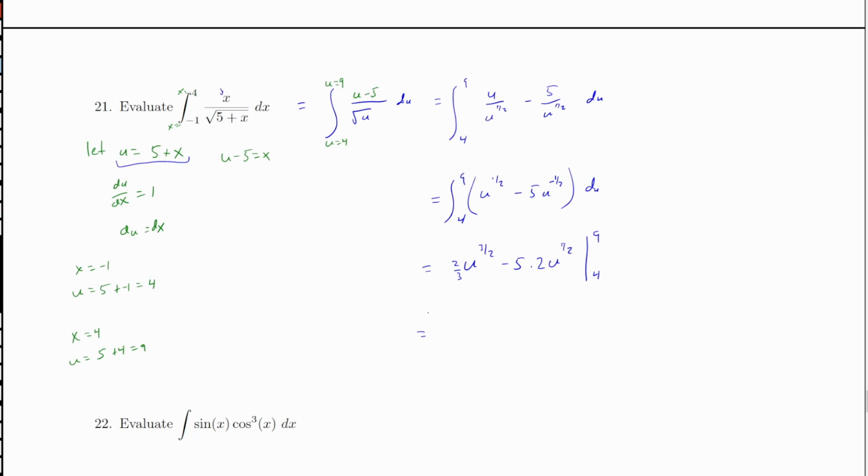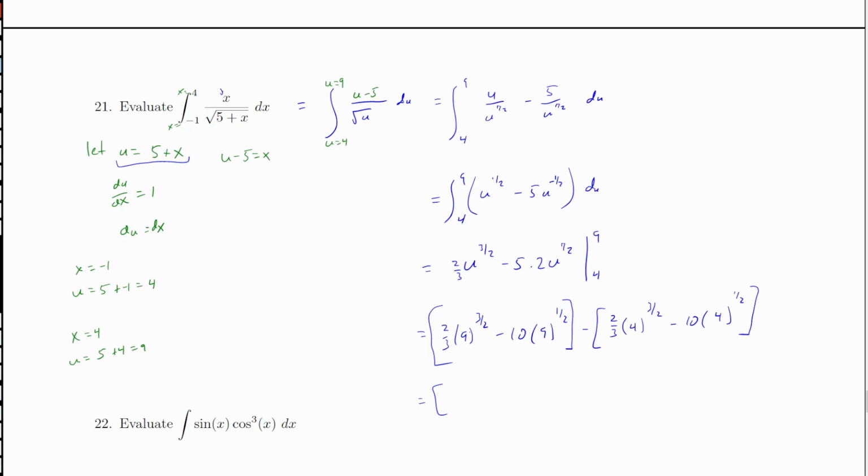Okay. And these are u values, so I can just plug in here. I don't have to go back to x's. So we have 2/3 times 9 to the 3/2 minus 10 times 9 to the 1/2. And then minus the same formula except with 4 plugged in. So 2/3 times 4 to the 3/2 minus 10 times 4 to the 1/2. Okay. And you can leave it like that if you want to simplify away.